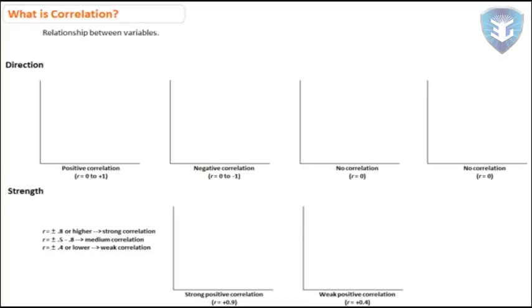Hello everyone and welcome to this brief overview of correlation. So what is correlation? Correlation is a relationship between variables. By looking at a correlation, we can get an idea of how strong this relationship is and what type of relationship exists between our variables, so more about the direction.